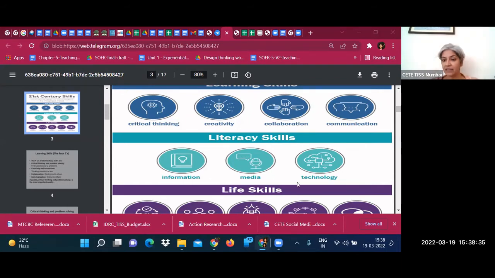Any other ideas? Anybody else, would they like to share any ideas for developing 21st century skills, learning, literacy, and life skills together?